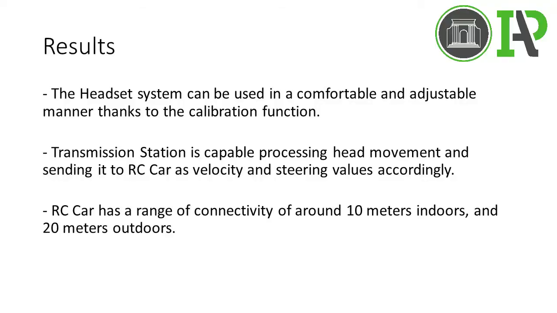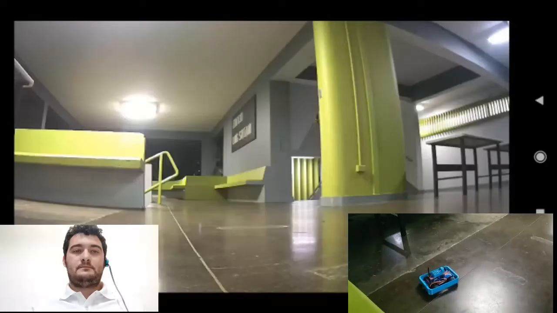After fully developing and finishing the system, testing the transmission station connection, movement reading and processing of the data, and analyzing the car's response, we concluded that the headset system can be used in a comfortable and adjustable manner thanks to the calibration function. The transmission station is also capable of processing head movement and sending it to the RC car as velocity and steering values accordingly. And the RC car has a range of connectivity of around 10 meters indoors and 20 meters outdoors.